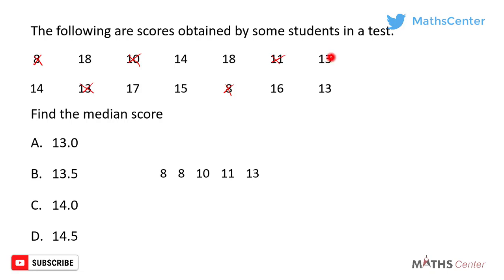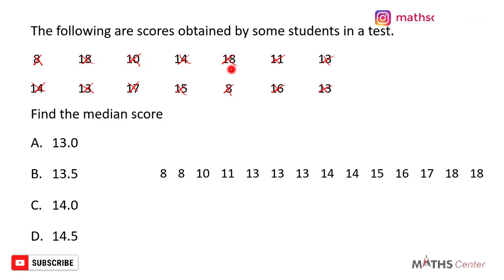The next one is also 13. Then we have 13 again. The next one is 14. The next one is also 14. Then the one after that is 15. The one after that is 16. The one after that is 17. Then the next one is 18. And the last one is also 18.